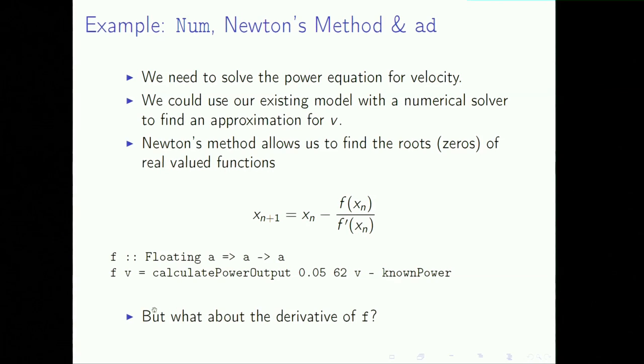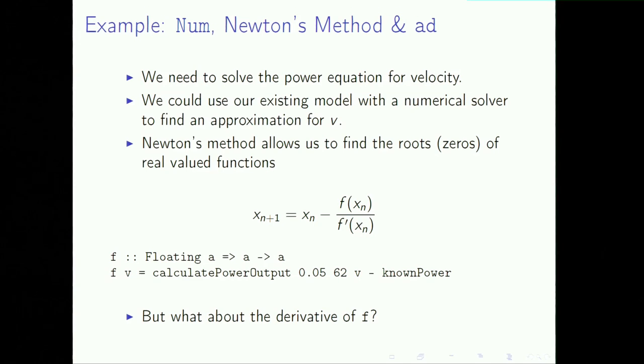And I can come up with a suitable definition of f, a suitable function f, that I want to solve to find zero points on. So if I'm able to measure a known power, I can have a function of velocity that would calculate the power output at that velocity, and I find the difference of that and the power that I'm measuring right now. And eventually, when I find a suitable approximation for velocity, this will converge to zero because my model will calculate a power that's equal to the power that I'm actually measuring.